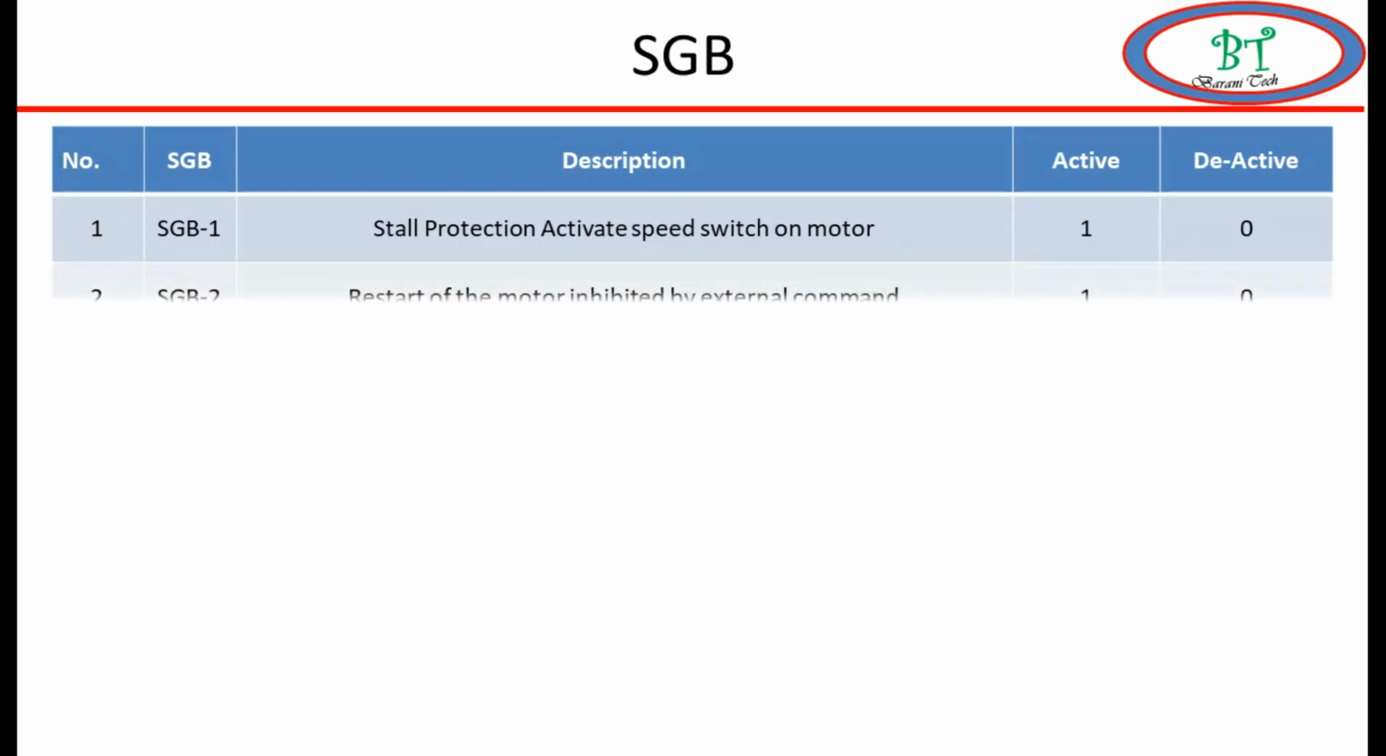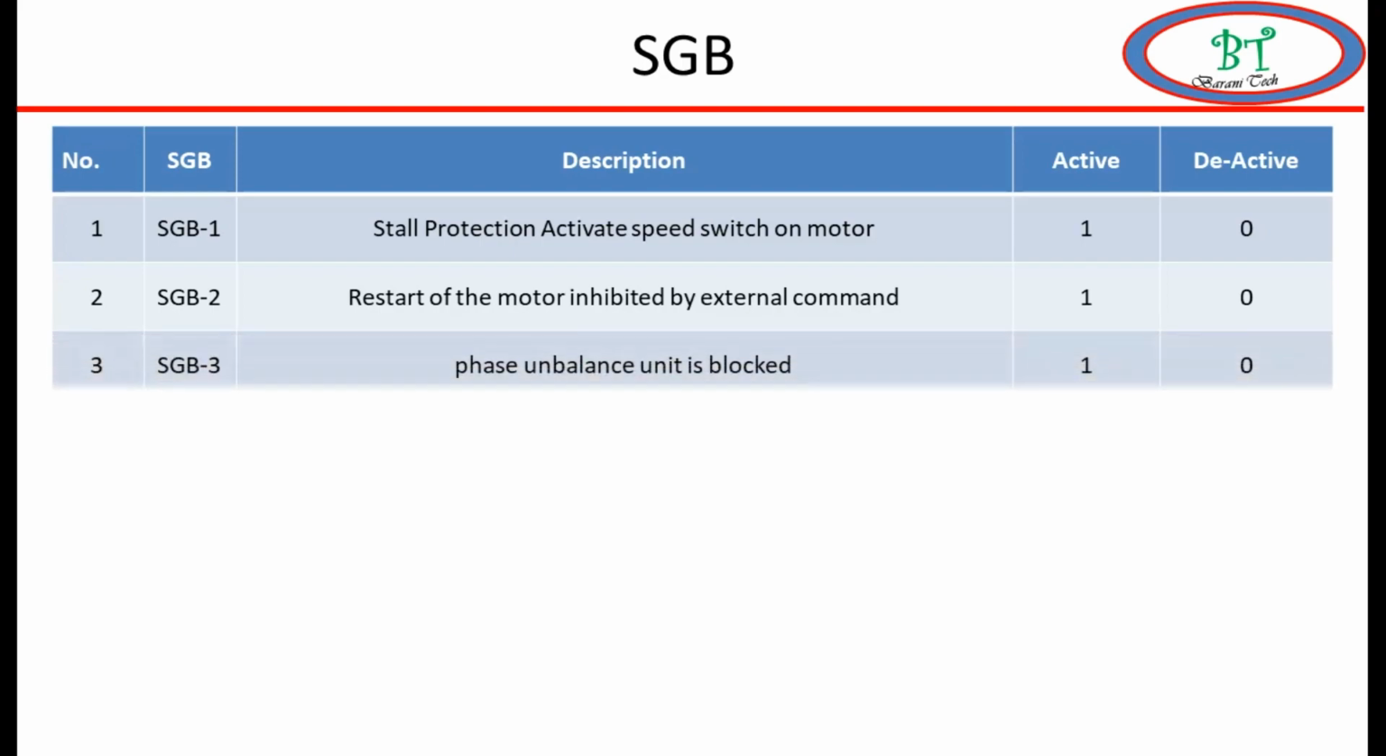Second, SB2 is restart of motor inhibit by external command. This function will activate when we keep the value 1 and the binary input is activated. This input we can get from the field side before clearance of the field, in order to avoid the motor starting. SB3: when we keep SB3 as 1, the phase unbalance is blocked when we get the input signal on terminal 10 and level.